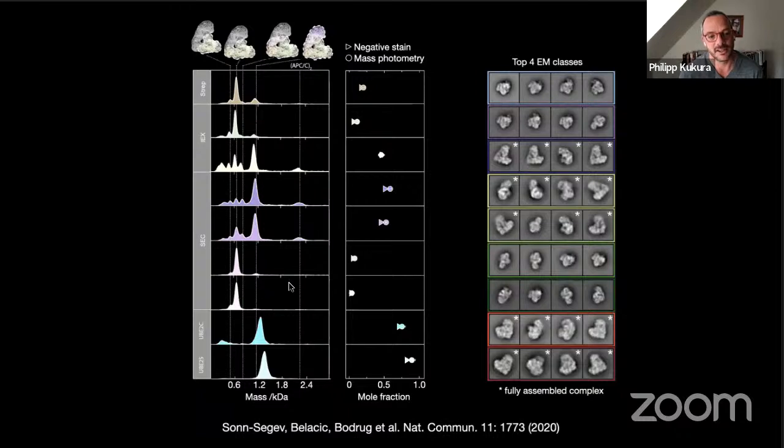For each of them, we determined the fraction with mass photometry, and then we did negative stain and determined the top classes. Sure enough, for these 3, the top classes were essentially all assembled complex, whereas for the others, they were something else. So there's a good match between what you get with negative stain and what you get with us, except that our workflow is probably a bit quicker. Then our collaborator also found some material in the freezer from when they determined the structure, and sure enough, look at this, absolutely crystal clean material.